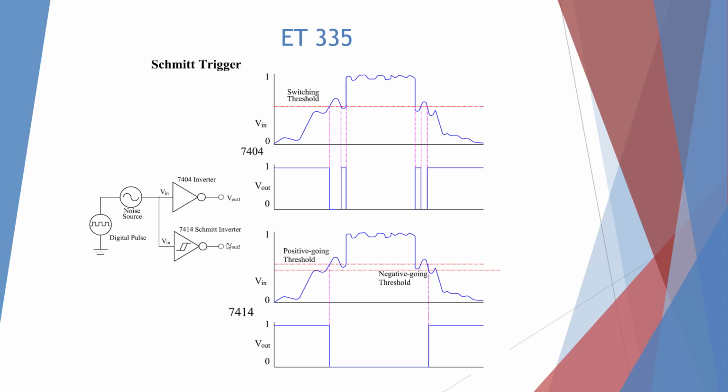So what we did with the Schmitt trigger is we provided two thresholds, a positive going and a negative going threshold. Once it crosses the positive threshold, it won't trip again until it goes to the negative. So this hysteresis allows us to square up and eliminate noise from our devices. This one we use quite a bit.